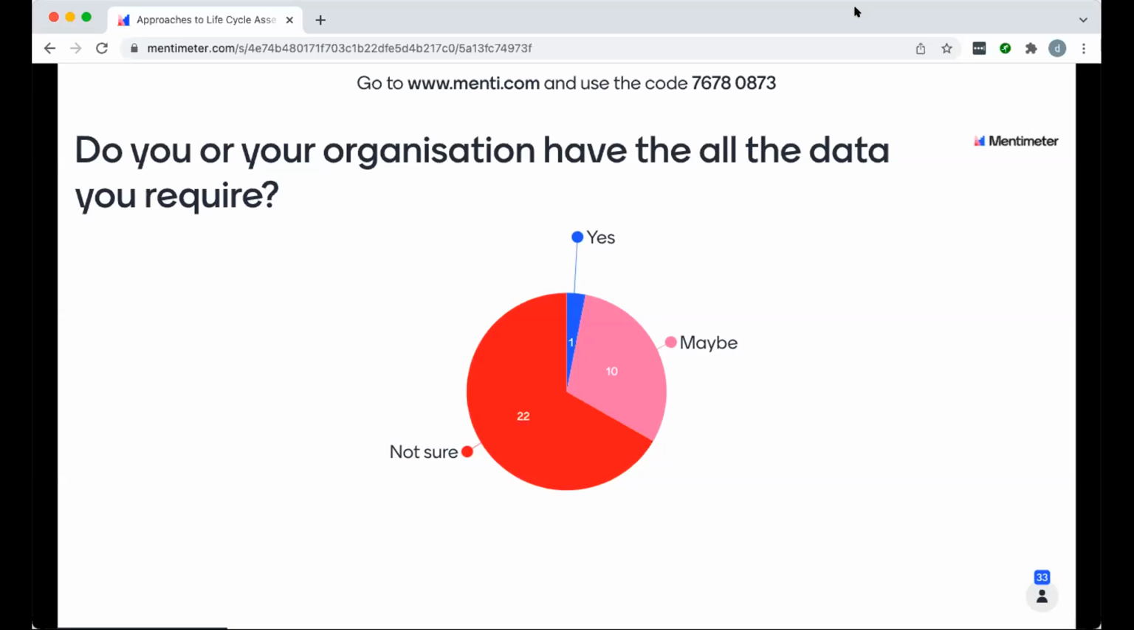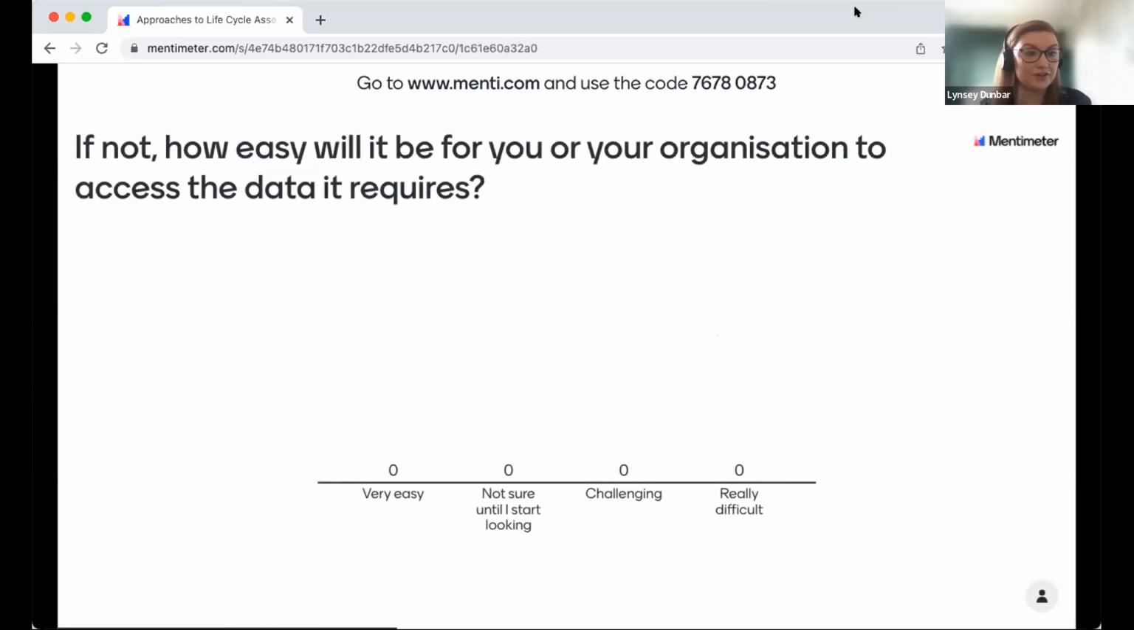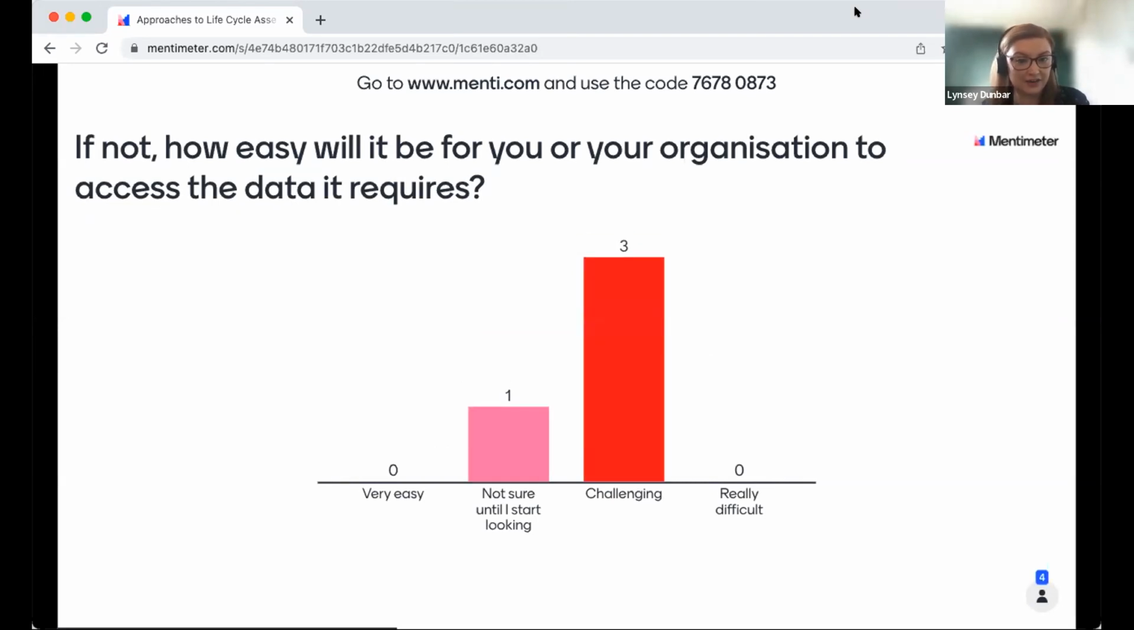Okay, I'm moving on to the next one. And if not, so I think that was for the majority, how easy will it be for you or your organization to access the data it requires? So very easy, not sure until I start looking, challenging, and really difficult. So a lot of people are still saying it's quite challenging, and a couple are saying it's really difficult. Okay, thanks very much for that input, everyone. It's really useful for us to understand.